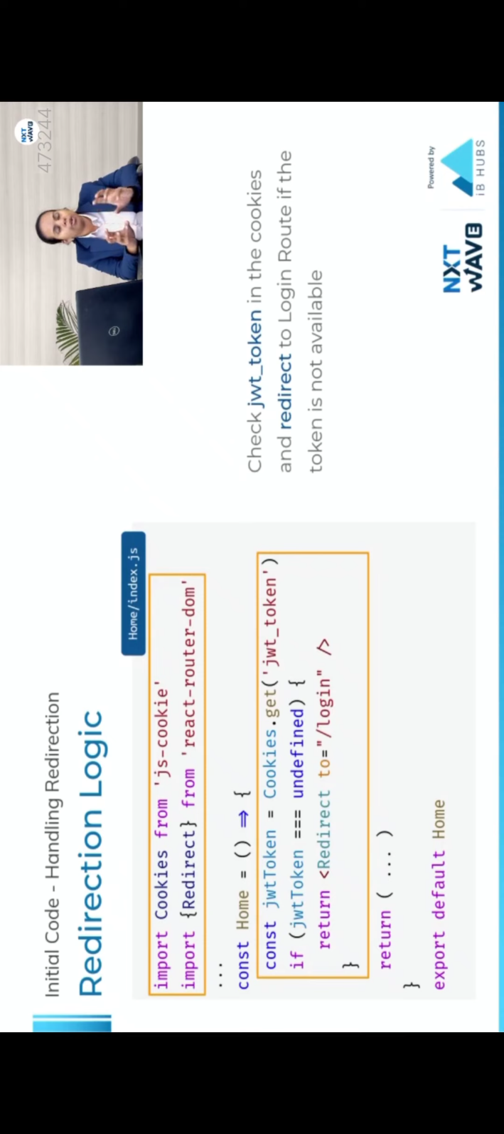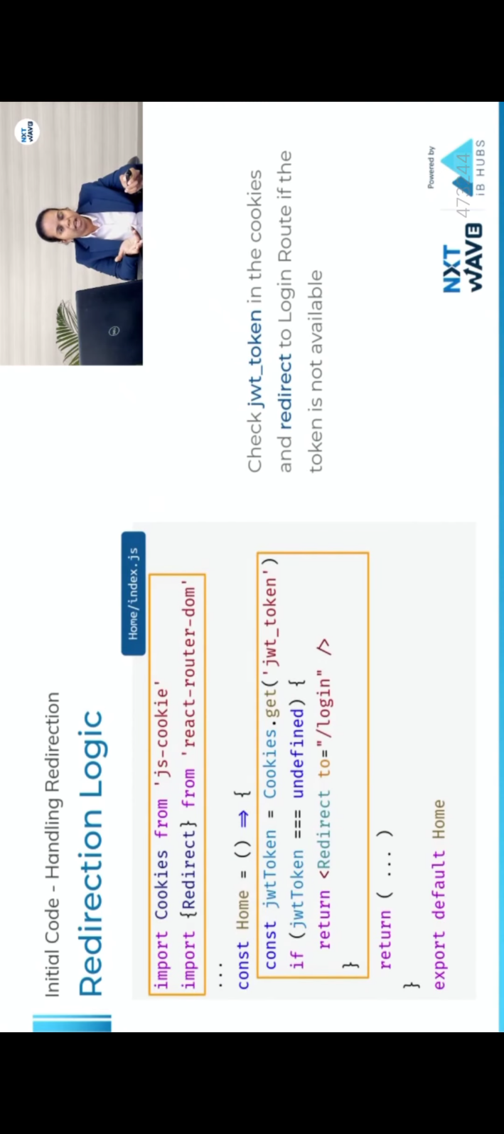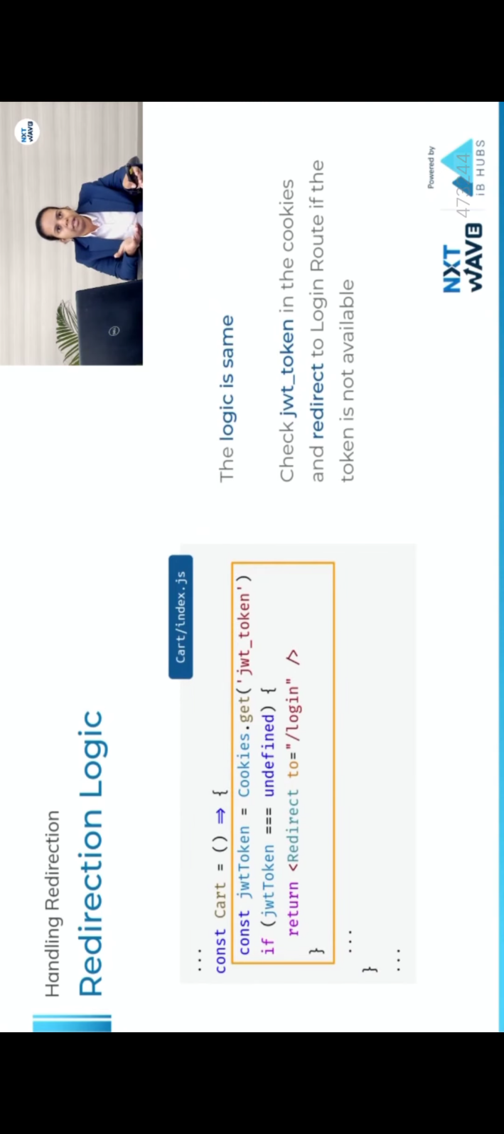Okay, now we want to add this redirection logic to the remaining routes also. Now if the user tries to access /cart, even then we want the redirection logic to apply. So if he's trying to access /cart and if he's unauthenticated, then we have to redirect to the login route, right? Similarly for products, similarly for the other routes. Okay, so the logic is the same, right? So the entire logic that we have to write is the same. So that could be in the Home component or that could be in the Cart component.